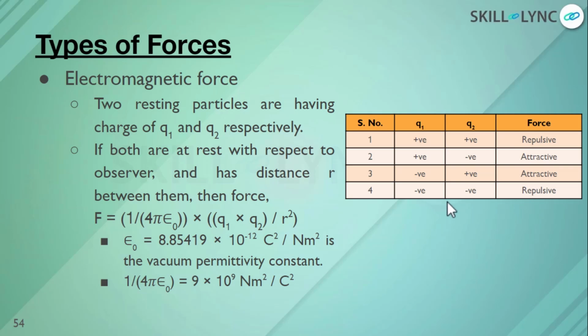So conclusively, we can say that if the charges on both particles are the same, then the force will be repulsive. If the charges on both particles are different, then the force will be attractive. Like here, charge on both particles is positive. Also here, charge on both particles is negative, then the force is repulsive. Similarly here, if the charge on one particle is positive and the other particle is negative, then the force will be attractive.